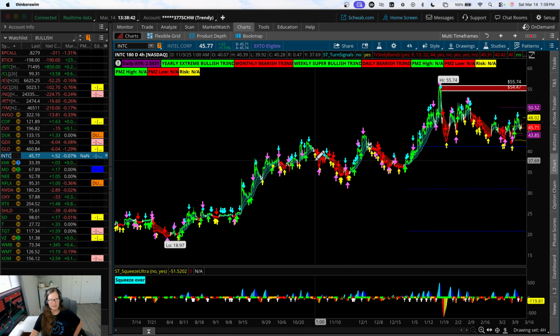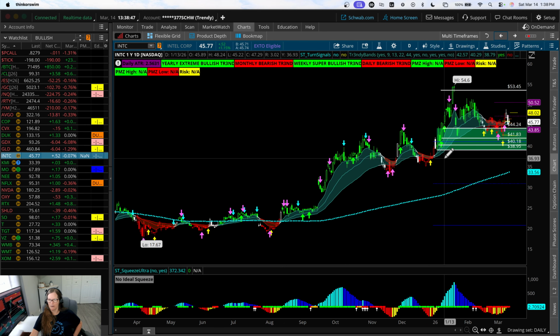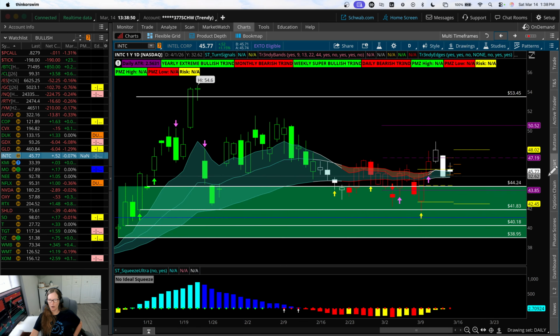Now let's look at Intel. This was a name in the semiconductor sector that I said I would be interested in potentially going long from demand. The demand zone is down here, 44.24 to 38.95. This is a wider zone. I would give myself more time to expiration, choosing the April monthlies. As far as targets go, 47.21, 50.51, and 53.45 would be my targets back to the upside in Intel.